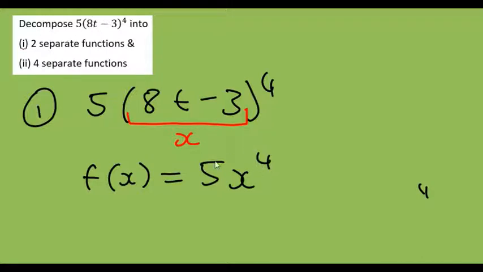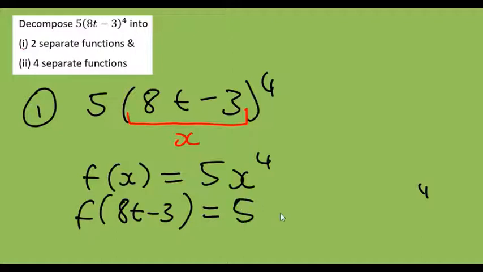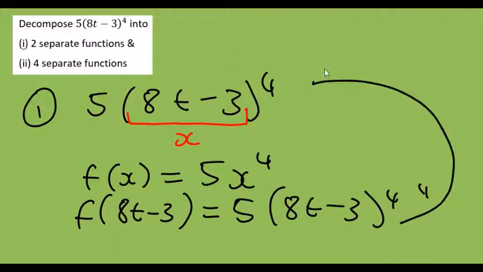Okay, so what does that mean? Well, as I said, there's a few options here. We could do this, I'm just picking this randomly. You could do another one. But look, if we subbed in 8t minus 3 into this function here, we'd get (8t minus 3) to the 4, which is exactly what this is here. Okay, so that's my first example of a function.